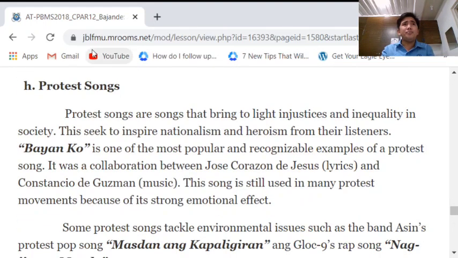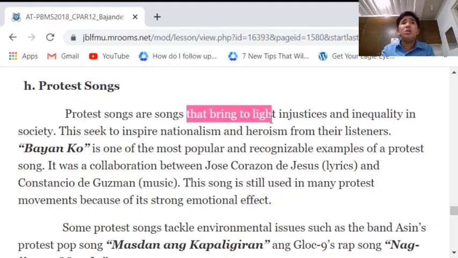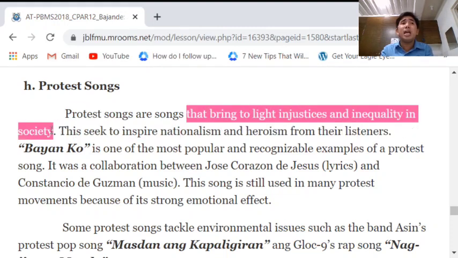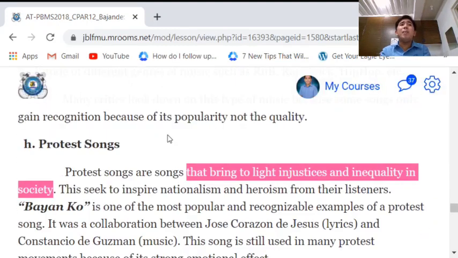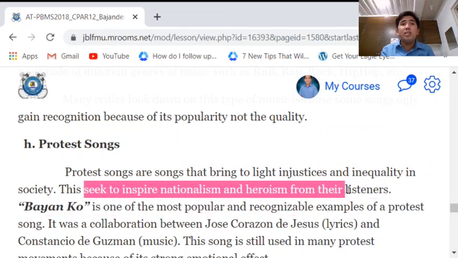Next, protest song. What are protest songs? Protest songs are songs that bring to light injustices and inequality in the society. So from the name alone, you can already tell what a protest song is, right? It talks about how we need to stand up as citizens of a country, for our rights and privileges, especially when justice or our rights and privileges are being trampled. This seeks to inspire nationalism and heroism from their listeners.